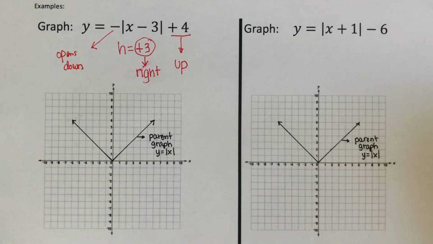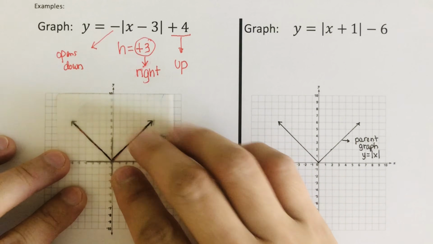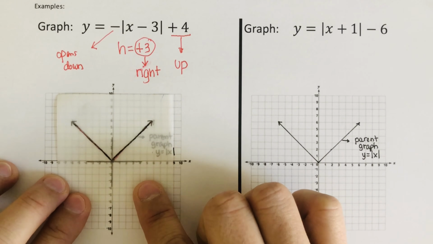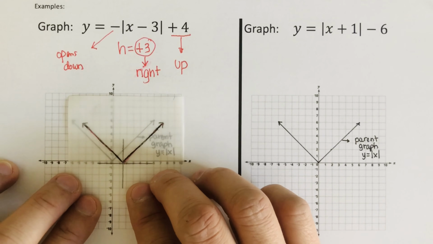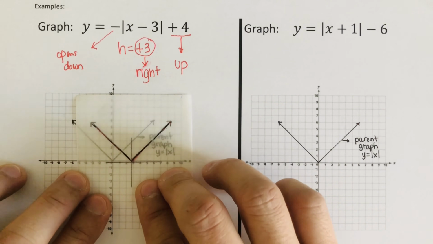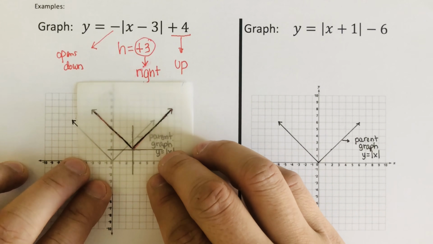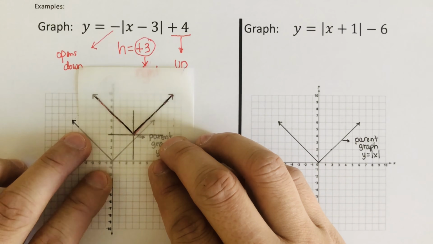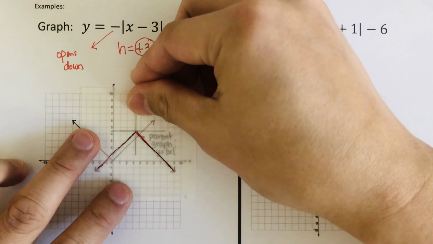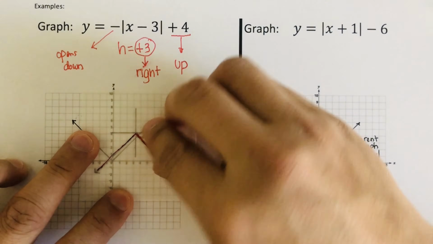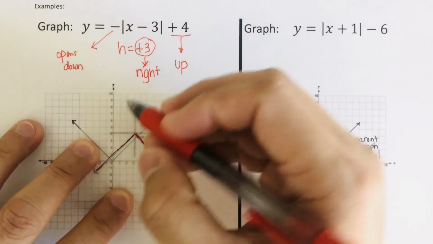So what we do here is from the parent graph that is sitting on the point of origin, I am going to move this graph 3 places to the right, 1, 2, and 3, and then I will move this graph 4 steps up, 1, 2, 3, and 4. So the graph is gonna sit here. So that would be on this spot right there. So that's 3 places to the right and 4 places up.